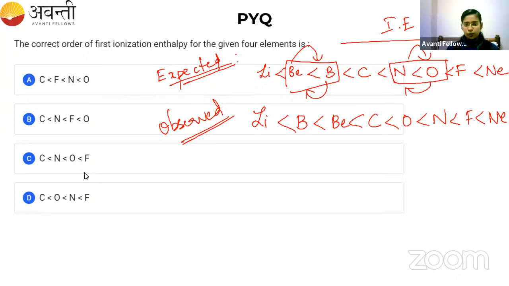So in the question, you need to answer in accordance with the observed value only. Got it? So in the question, what are the 4 elements we have? We have carbon, oxygen, nitrogen, and fluorine. So now which is the correct answer? Option D, right? Option D is the correct answer, no?